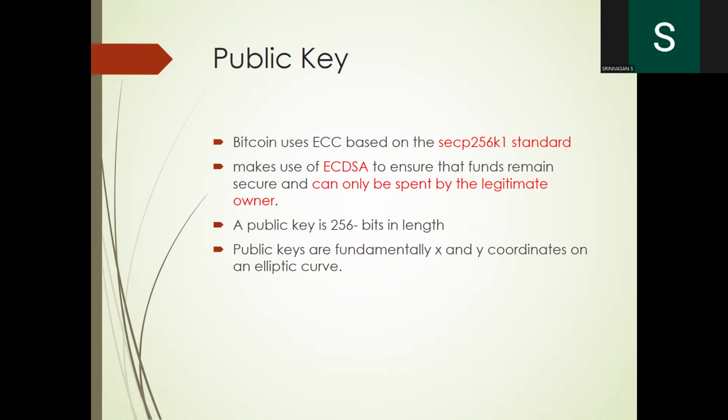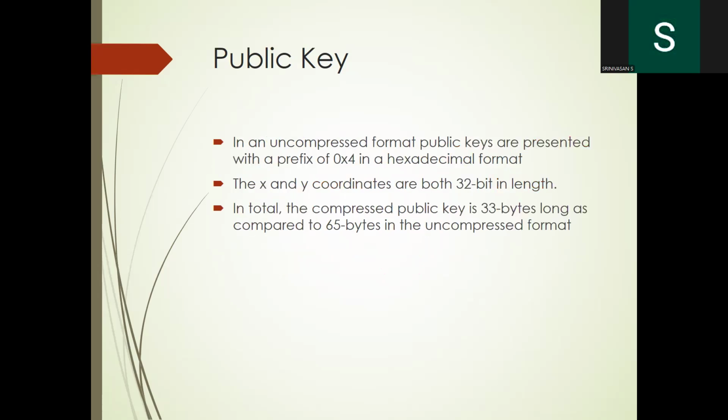Bitcoin uses the ECC-based secp256k1 standard algorithm to derive the public keys from the private keys. It makes use of ECDSA to ensure that funds remain secure and can only be spent by the legitimate owners. The length of the public key is 256 bits. Public keys are fundamentally x and y coordinates on the elliptic curve. In the uncompressed format, the prefix of the public key is 0x4 in hexadecimal format.